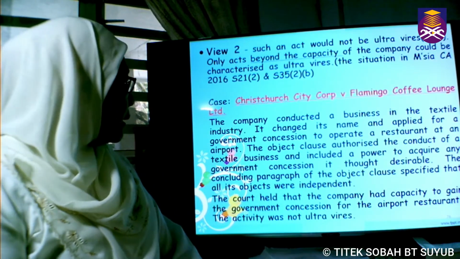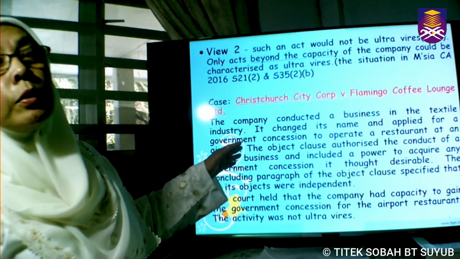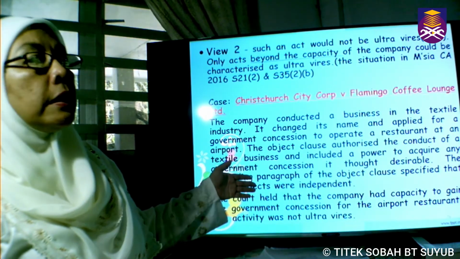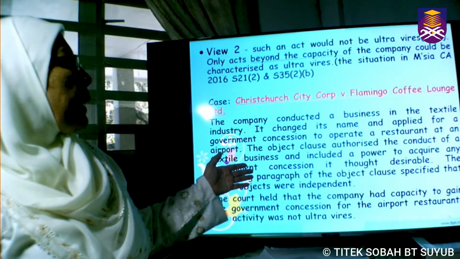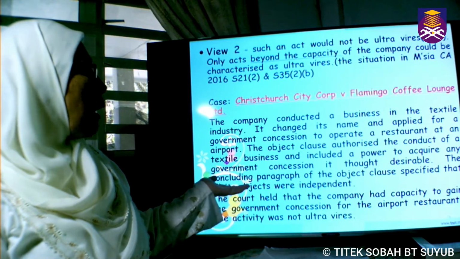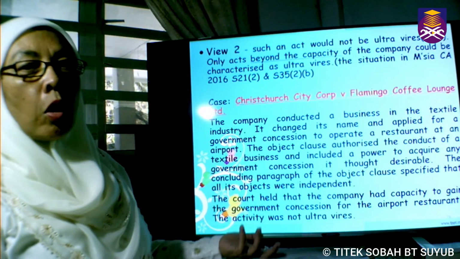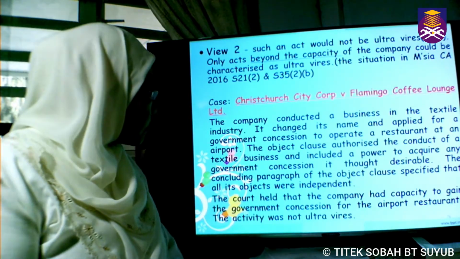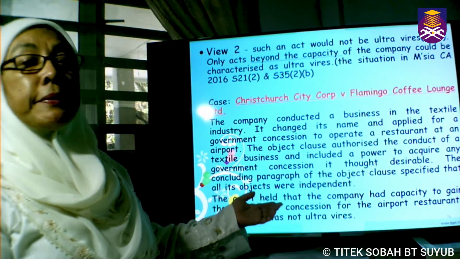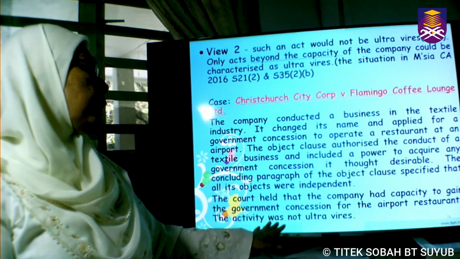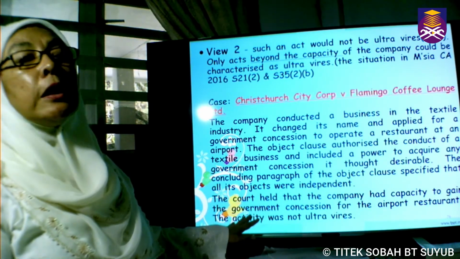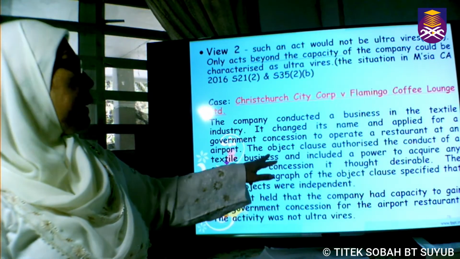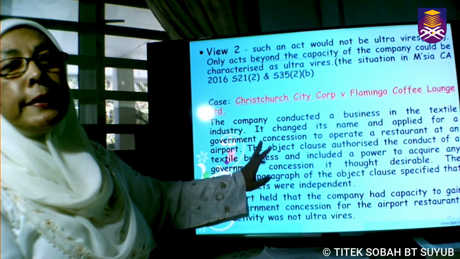Okay? And later on, the company became involved in this restaurant business, whereby they acquired this government concession to operate this restaurant. The court held this is valid, because why? They have the capacity to gain the government concession for the airport restaurant. This activity actually is a valid activity. Why? Because it is included inside the object clause.